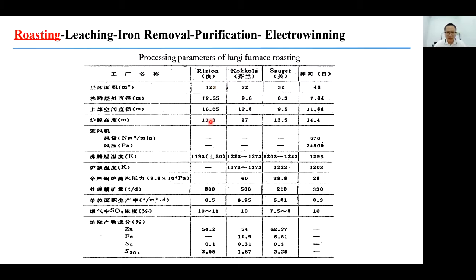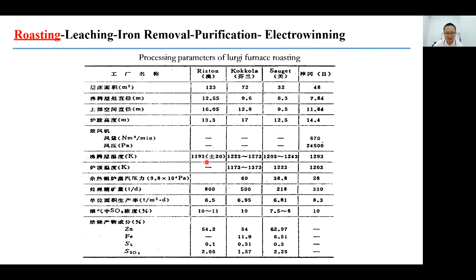And if we are looking at the bed areas, the sizes are 120, 72, 32, and 48 square meters. If we use larger ones, one can produce a similar amount to 4 small Lurgi roasters of 48 square meter bed area.